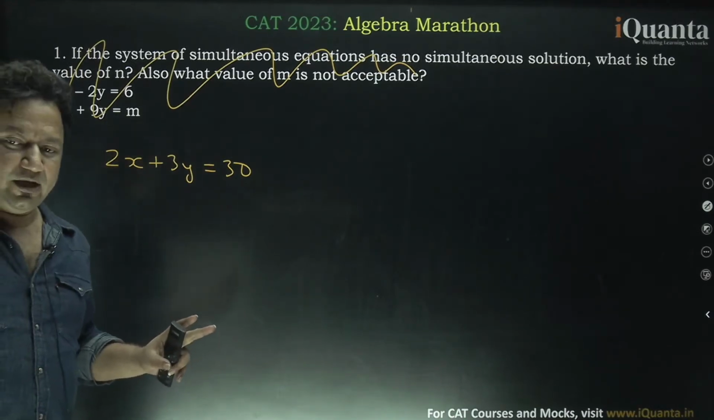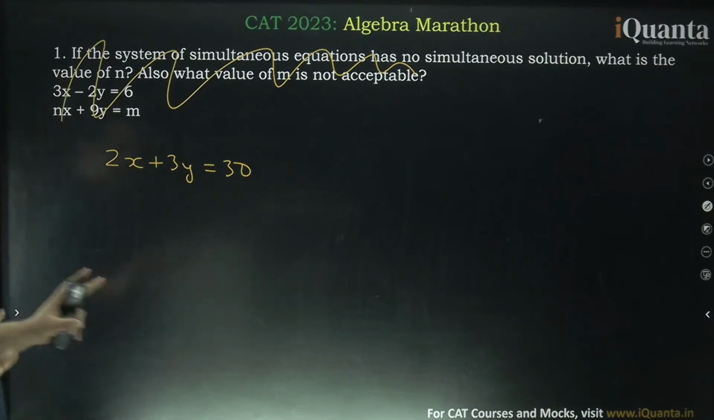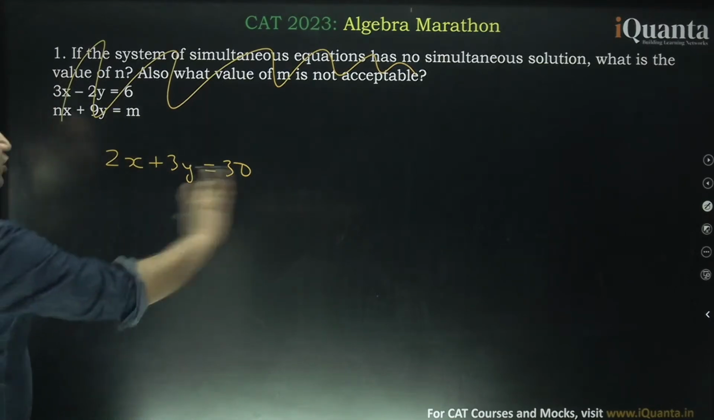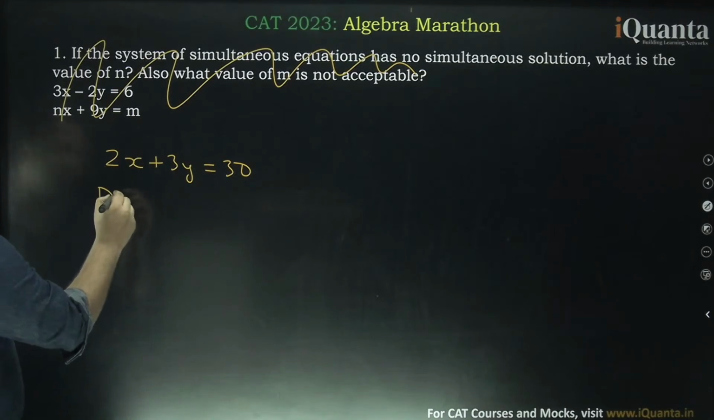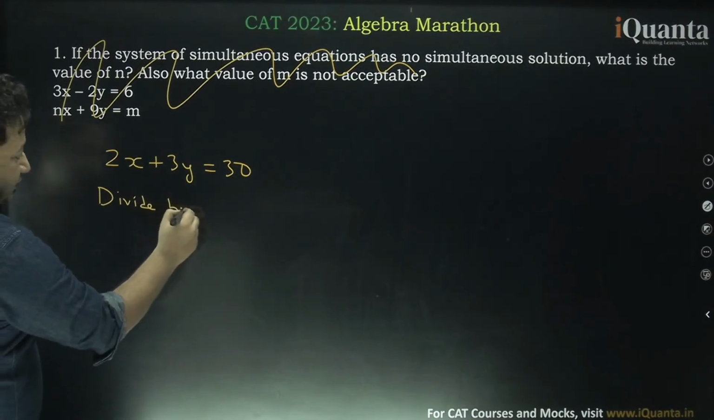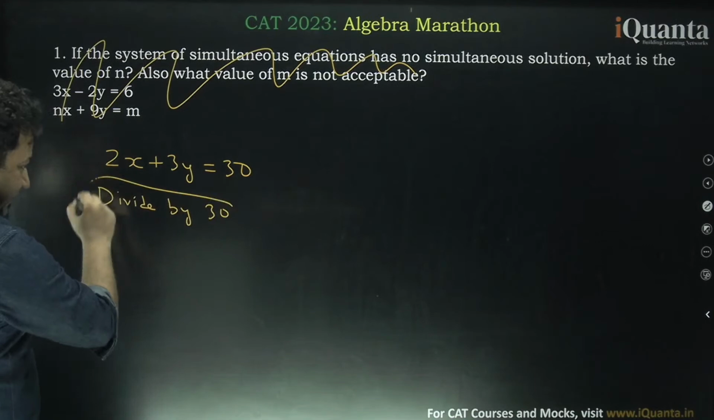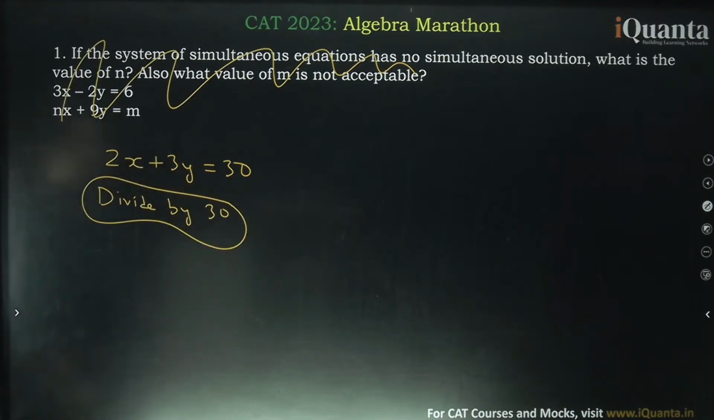Now how should we draw the graph of something like this? Listen to me very carefully. When you want to draw the graph, what should you do? You should divide this whole by 30. I hope you're noting it down. This will be very interesting and very helpful because we can have a lot of questions based on these concepts.